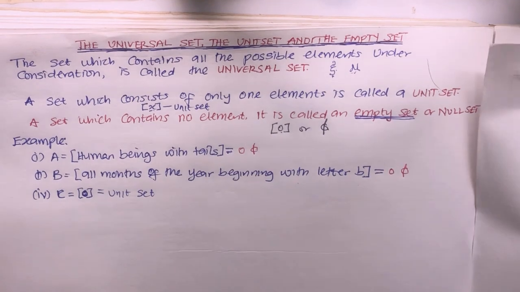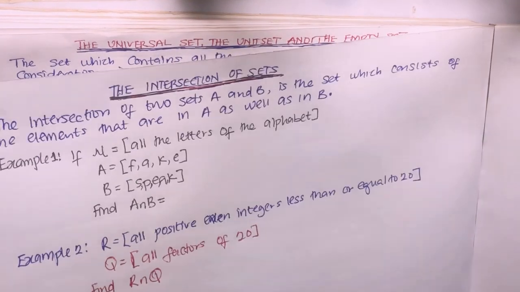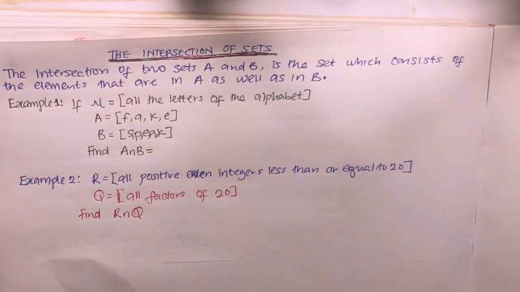Now let's move to the second case here. We have the intersection of sets. What do you mean by intersection of sets? Let's say you have set A and set B. Intersection means elements that are present in A and also in B.